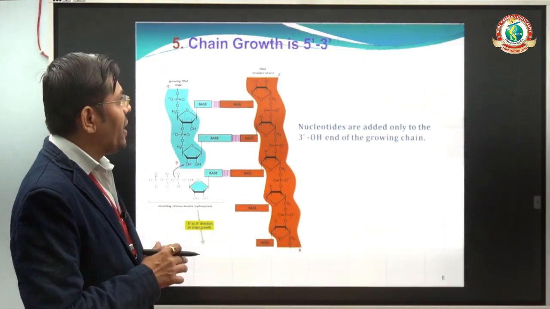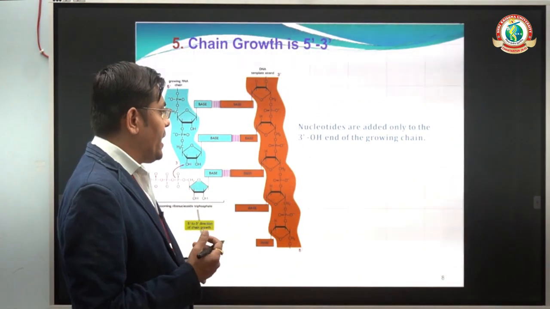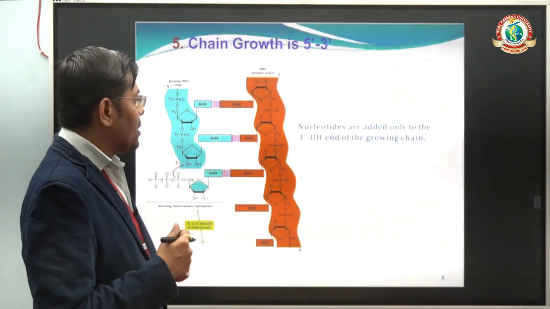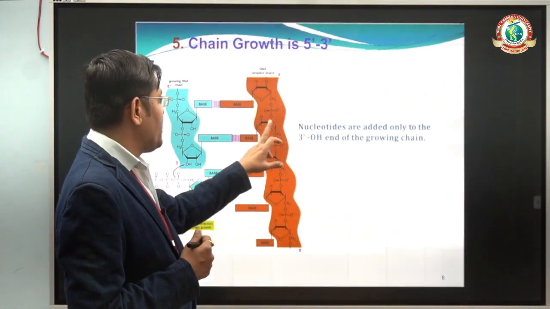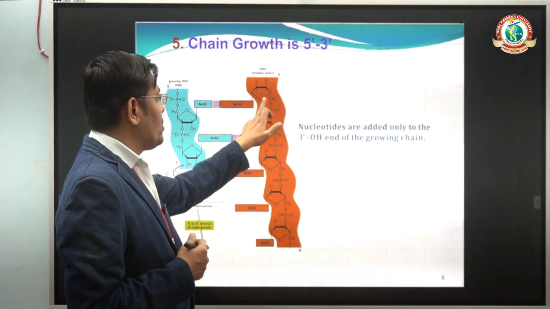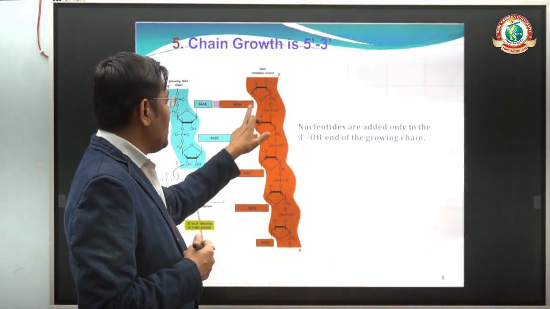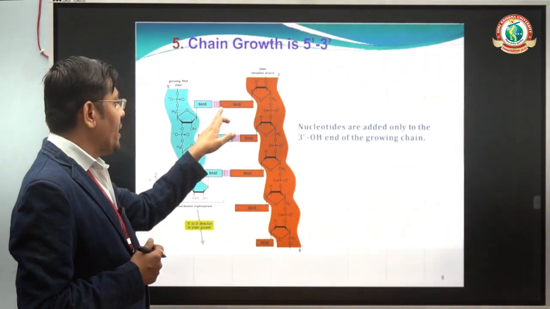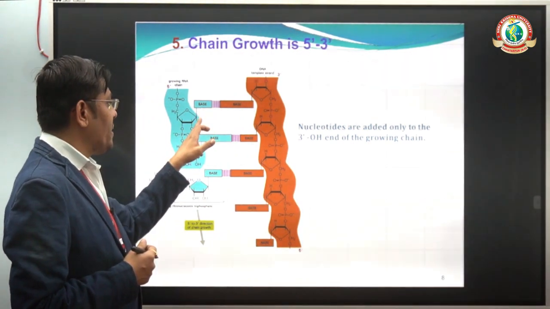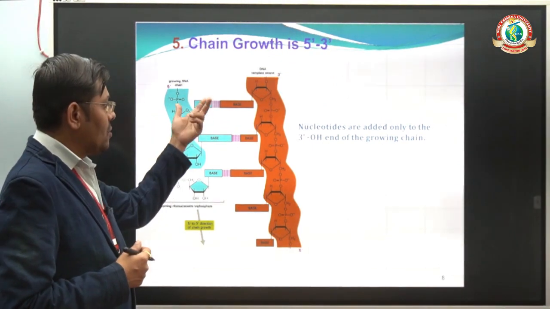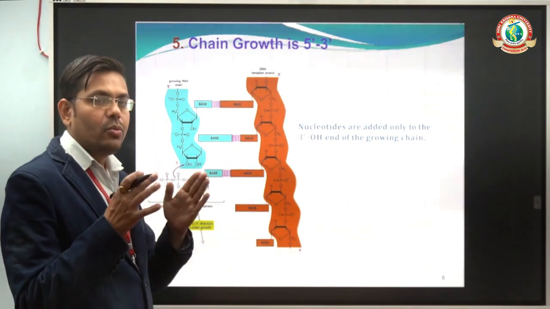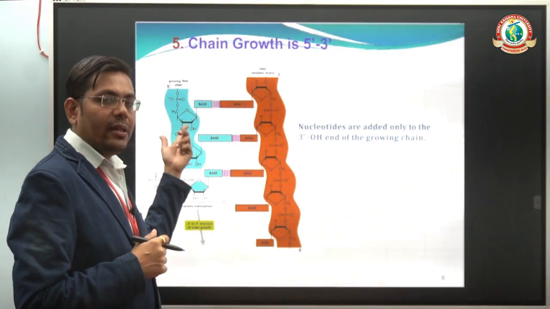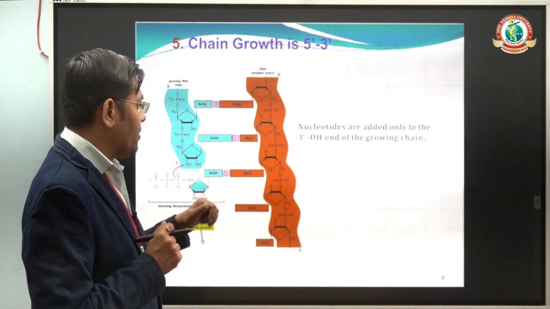So how the 5' to 3' polymerization takes place is called the elongation step of the transcription process. Here we can see that there is a pentose sugar and a nitrogenous base, and with the help of hydrogen bonds it gets attached to the nitrogenous base of the other strand. So there is a base pairing rule between the two strands of DNA: adenine is always paired with thymine and guanine is always paired with cytosine.